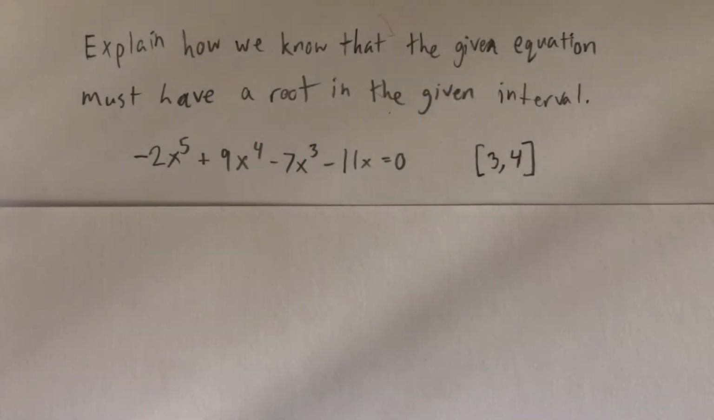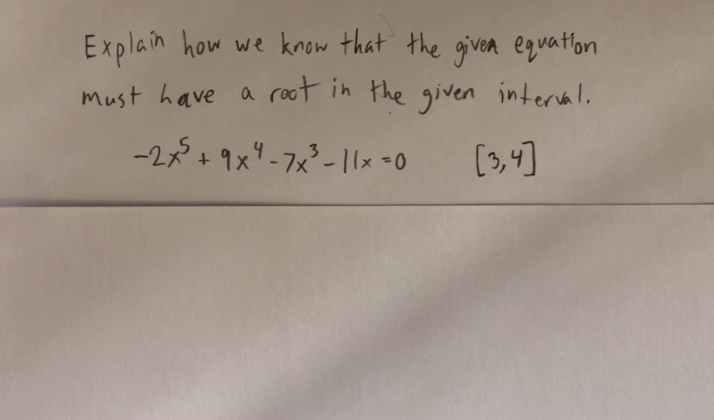So here's the problem that I got right at the end of that video. Explain how we know that the given equation must have a root in the given interval. The equation that was asked was something like this, where we have negative 2x to the fifth plus 9x to the fourth minus 7x cubed minus 11x equals 0. And the interval that we're looking at is from 3 to 4.